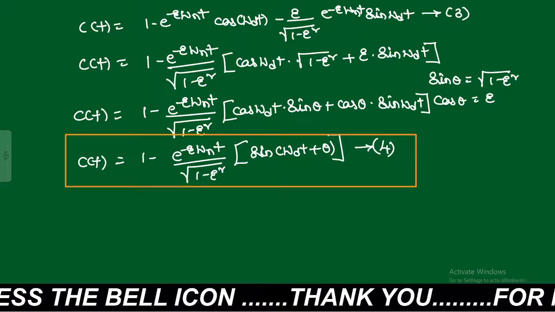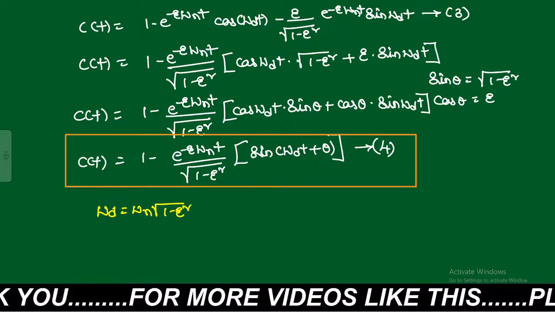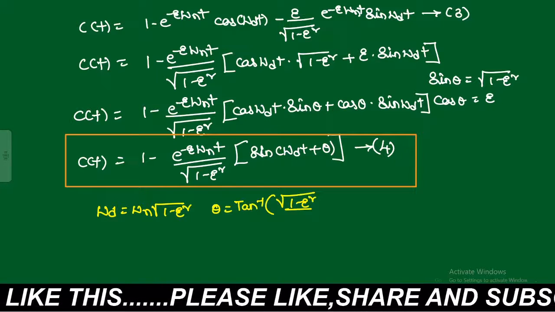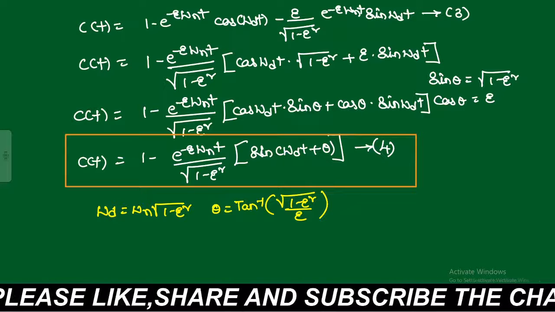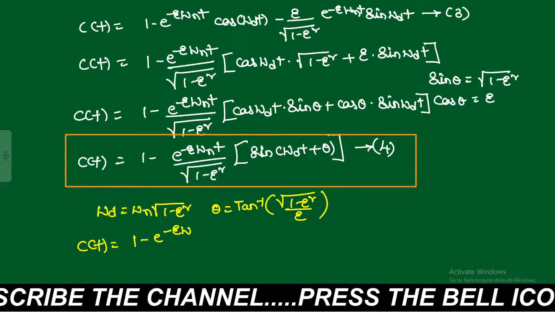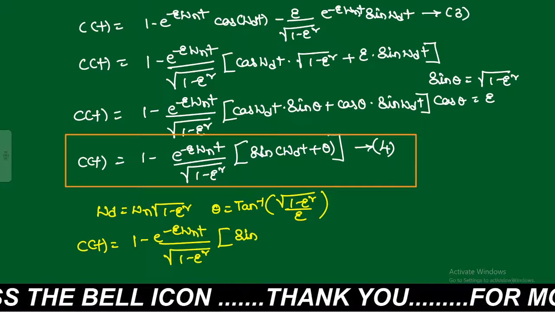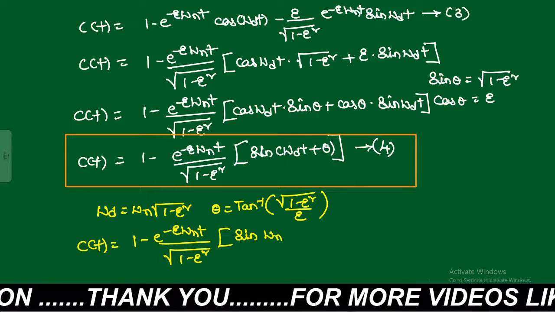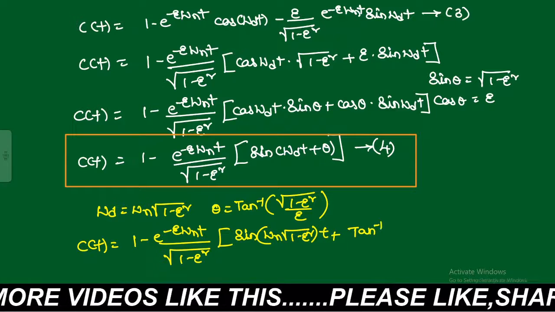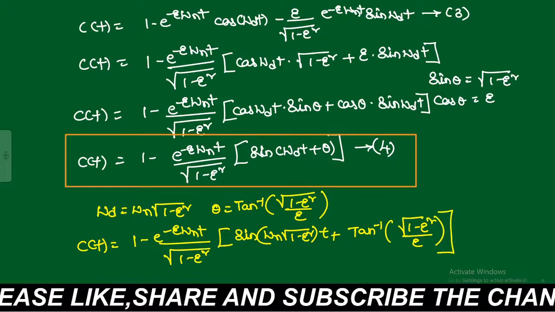Now substitute the omega d value. You already know omega d is omega n into under root of 1 minus zeta square, and the theta value is tan inverse of under root of 1 minus zeta square divided by zeta. By substituting that, the fourth equation can be written as c of t by e to the power of minus zeta omega n t divided by under root of 1 minus zeta square, sin of omega n into under root of 1 minus zeta square into t plus tan inverse of under root of 1 minus zeta square divided by zeta. I have just substituted the omega d value and the other terms.